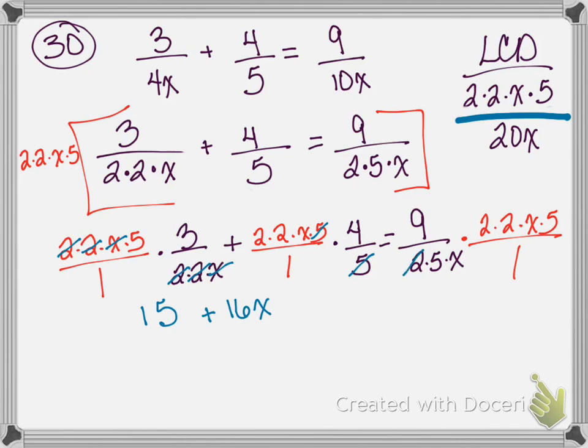Then I can cancel a set of 2's, an x, and a 5. And so I'm left with a 2. So 2 times 9 is 18.